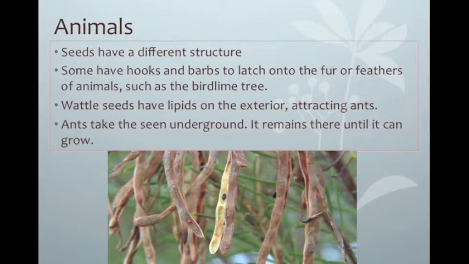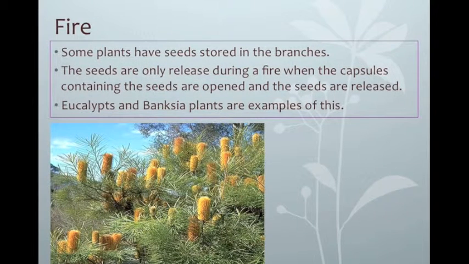Fire. Australian plants such as eucalypts and banksias have seeds stored in the branches of the plant. When the plant is destroyed by fire, the capsules containing the seeds are opened and release the seeds.